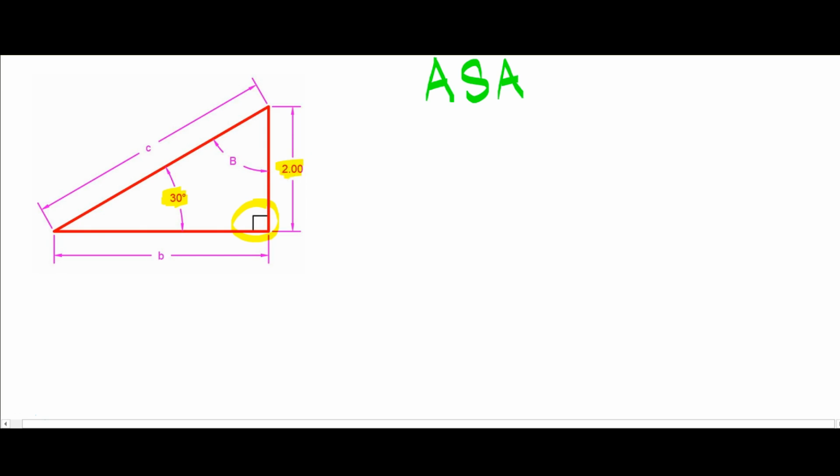So the procedure for this one is kind of backwards from our side angle side procedure. First, we find the other angle by subtracting our known angle from 90. So angle B is equal to 90 degrees minus 30. That's going to equal 60 degrees. So that was easy. Our first thing found. That wasn't so bad. Now what we do is we use the trig functions to solve for another side.